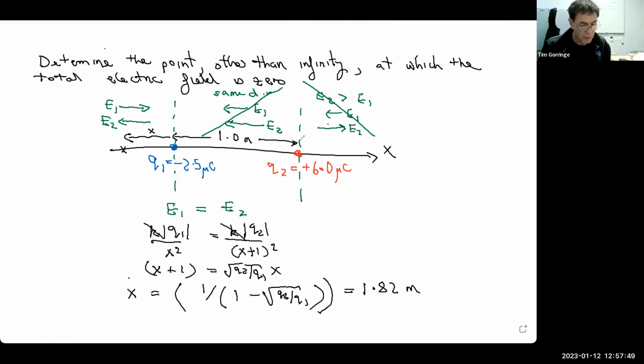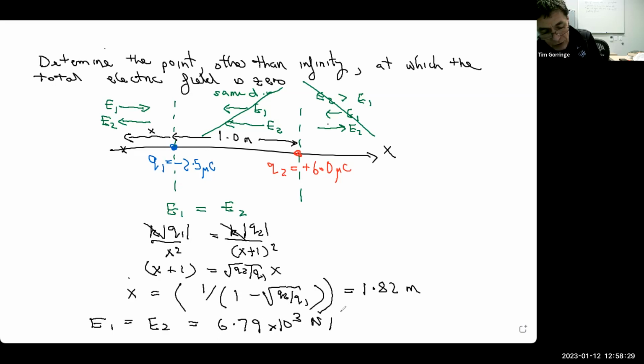If you wanted to check your solution, you could calculate E1 and E2 based on our equation for these fields, the Coulomb constant times the charge divided by x squared, or divided by x plus 1 squared. I did that calculation, but I'm not going to write it out. I found that whether I calculated E1 or E2, I got the same sized electric field. It was about 6.79 times 10 to the 3 newtons per coulomb.